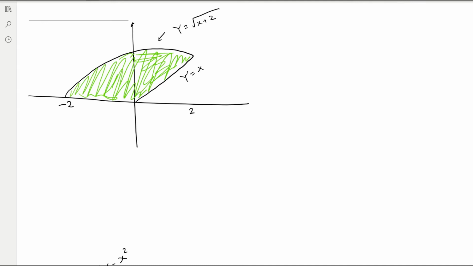Let's draw some vertical lines. I'm going to only draw 2. Check this out. This vertical line from top touches square root of x plus 2. On bottom it touches the x-axis. But here from top, yes, still it touches square root of x plus 2. But from bottom it touches y is equal to x, this straight line. Now you can all of a sudden see that the area changed.